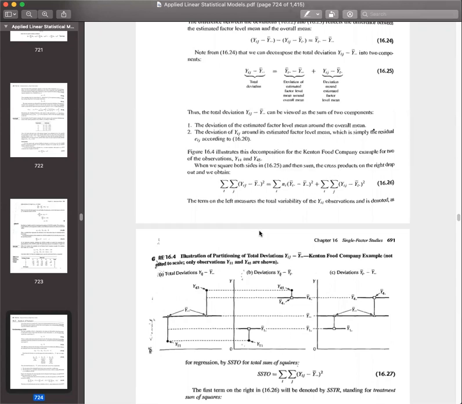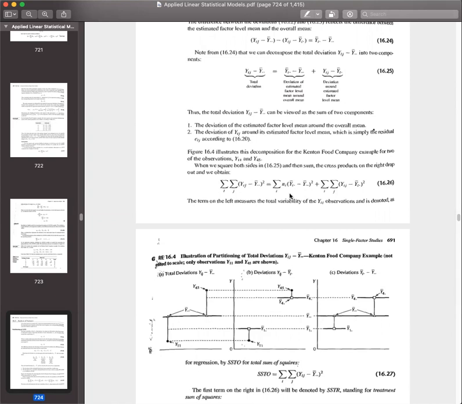When we square both sides and then sum, the cross products on the right drop out and we obtain this. The summation over i, summation over j of Yij minus Y bar dot dot squared is equal to the summation over i of ni times Yi bar minus Y bar dot dot squared plus the summation over i, the summation over j of Yij minus Yi dot bar squared. The term on the left measures the total variability of the Yij observations.